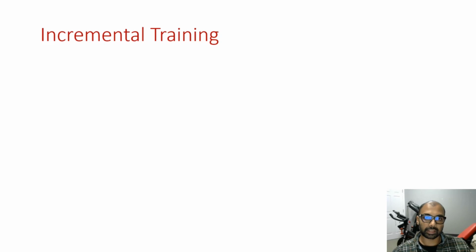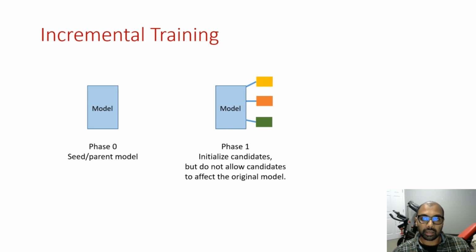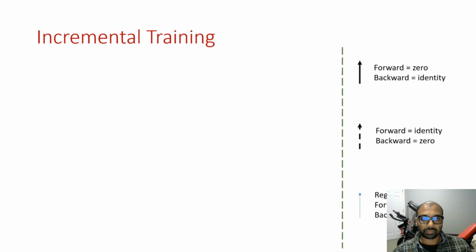Petri Dish has three phases. In the beginning, there is a tiny seed or parent model from which search starts. In phase 1, candidate neurons are evaluated to see if adding them permanently to the parent model will help increase accuracy. In phase 1, the candidates are not allowed to affect the original model's gradients and weights using some tricks that I will detail soon. The candidate with the highest weight is selected to be added to the parent model.